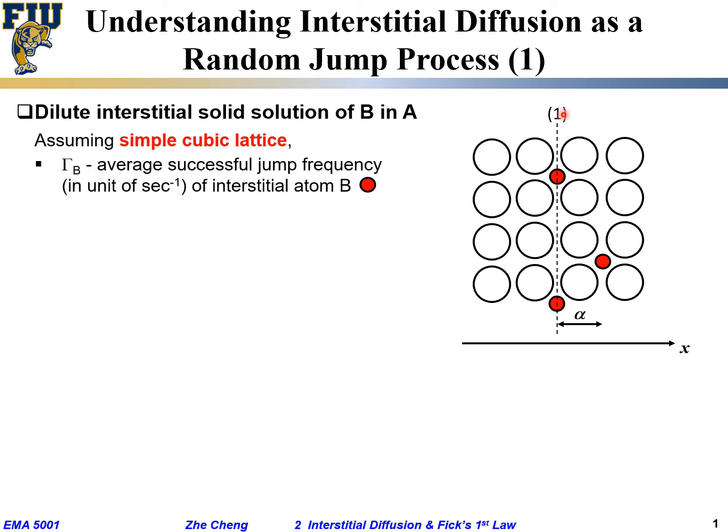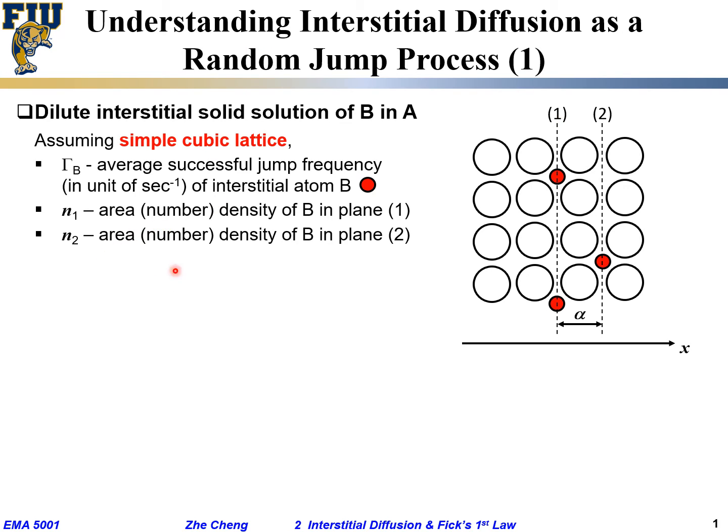Now let's take a look at plane 1. At this one plane, let's define another term called N1. N1 represents, read to yourself, area density. Specific density of what? Number density, which means per unit area, how many atoms? What atoms? B atoms. So N1 means the area number density of solute atoms at plane 1. Of course, we are doing a projection, which is just that one line. Make sense? Similarly, we can define another term at a different plane. N2 represents the area number density of B atoms at which location? Plane 2. Okay, so now we define these two terms.